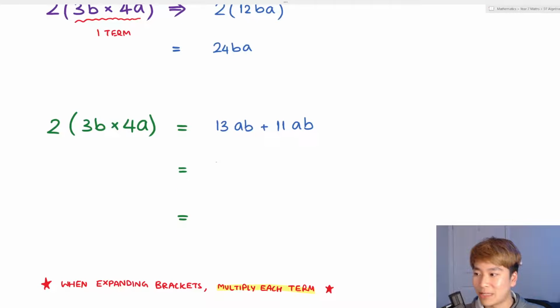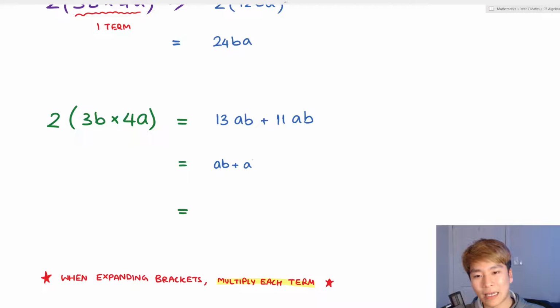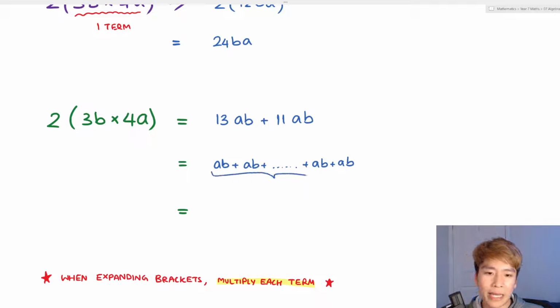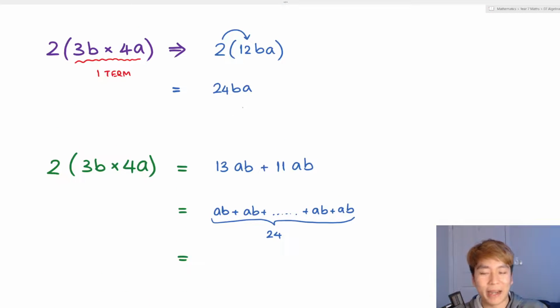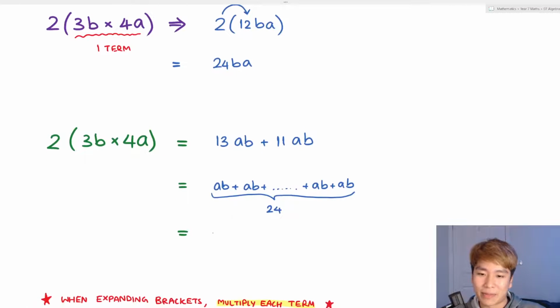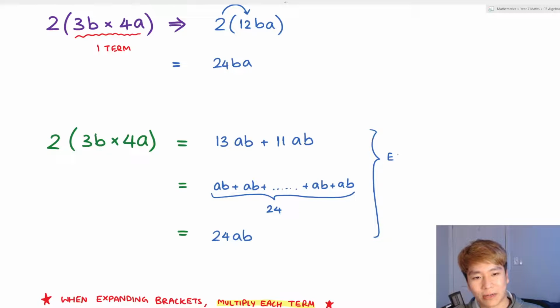I can also write it as, if I really want to, ab plus ab plus ab and so on. If I have 24 ab's in total, then that will be the same thing as 24ab or 24ba, right? Because I have 24 terms, again, multiplication is repeated addition. And as you may have guessed, I can also write this as 24ab instead of 24ba. So all of these we call equivalent expressions. They are not the most simplified. Only 24ba or 24ab is the most simplified. The rest of these are equivalent, they're the same, but they're not simplified.